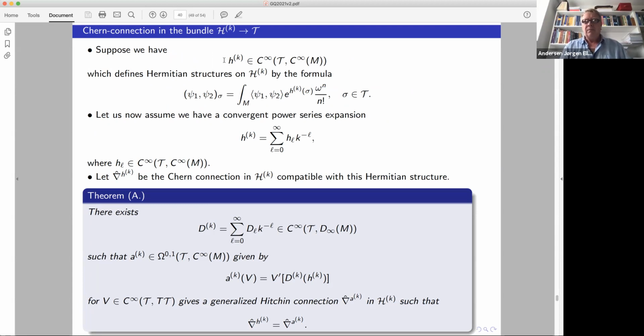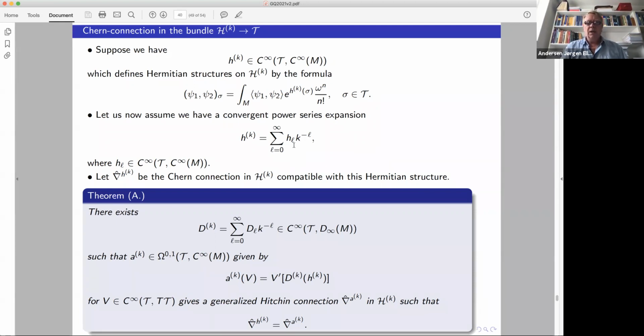So if we have functions on M parameterized smoothly by T, we can make these Hermitian structures like this. And I'm now going to assume that you also have an asymptotic expansion in 1 over K of these. So if you have that, then of course you can always look at the Chern connection, as I explained earlier, compatible with this inner product here.